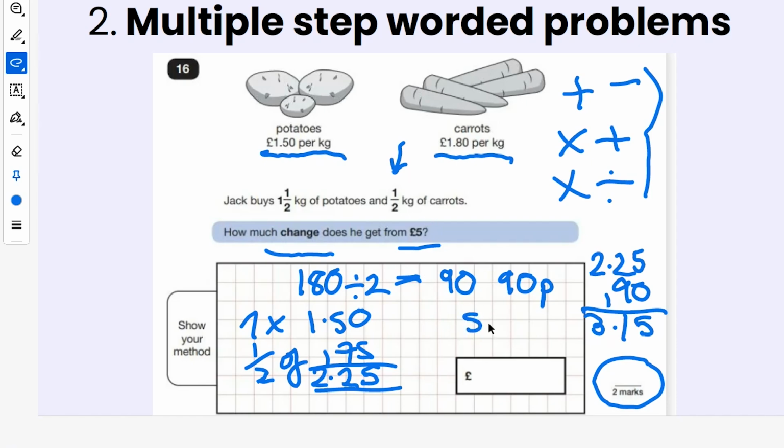So we're going to do £5, take away £3.15, okay, and we're going to have to borrow again. So 4, that becomes 9, that becomes 10. 10 take away 5 is 5, 9 take away 1 is 8, decimal point, 4 take away 3 is 1. So according to our calculations, it's going to be £1.85 change. That's how much change Jack is going to get from what he's spent here. And that would give us 2 marks. So that's how you can see it takes a little bit more time.